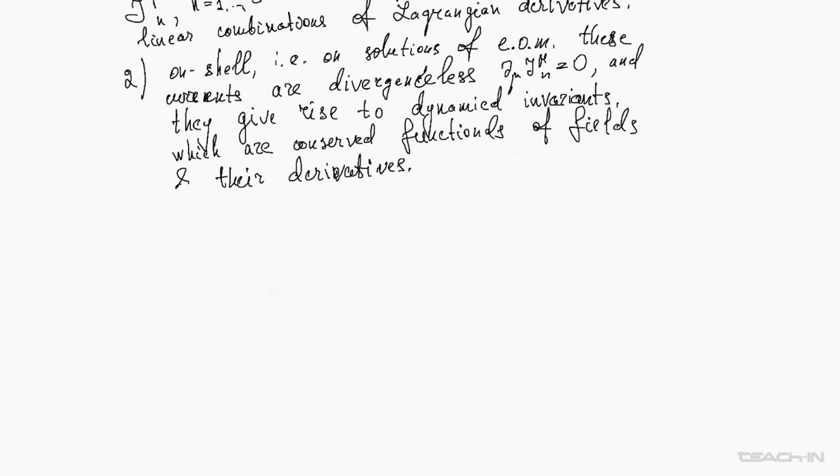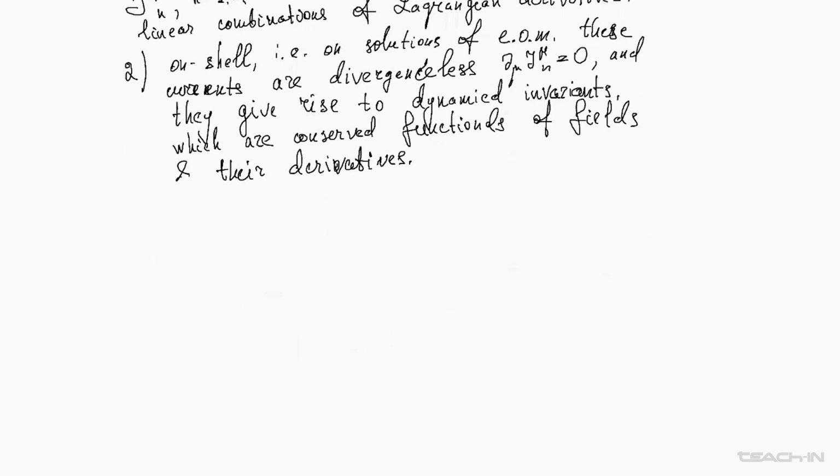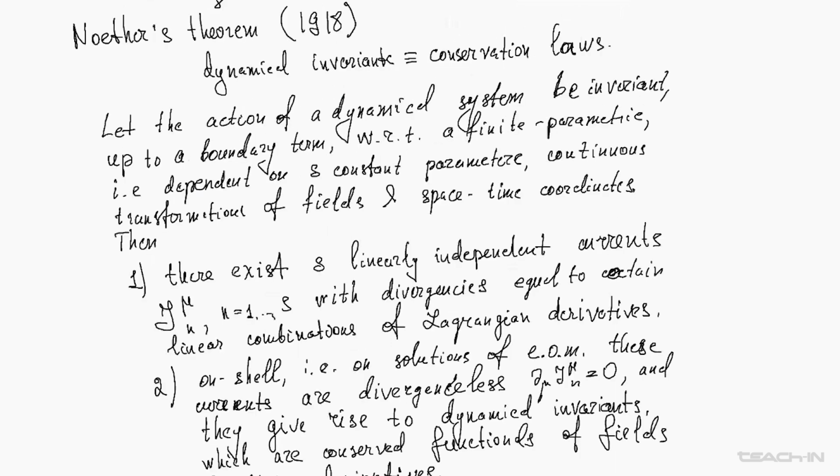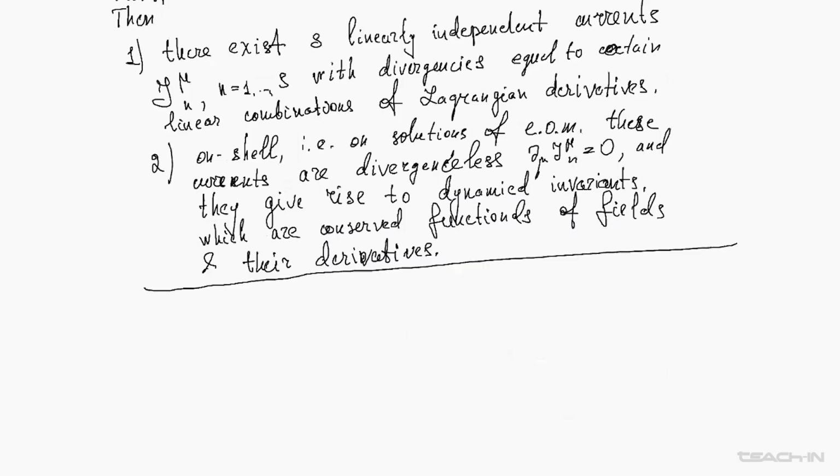And these symmetries of the action, which leave the action invariant up to a boundary term, are called variational symmetries. So this kind of symmetries has a special name. Symmetries which preserve the action, maybe up to a boundary term, are called variational symmetries.